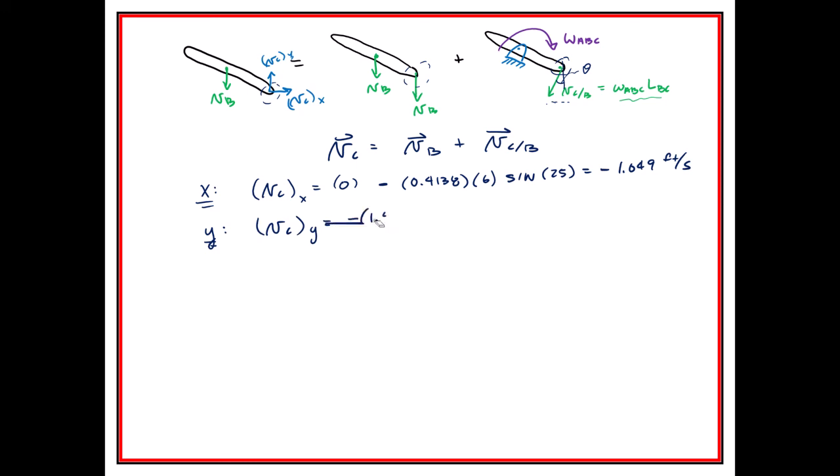Doing the similar thing here in the y direction, the velocity of B is entirely in the y direction, so it's 1.5, and then we also have a negative, because this is completely in the negative vertical direction, so 0.4138 times 6 times the cosine of 25, because it's the adjacent to get the vertical. The answer is negative 3.750 feet per second.